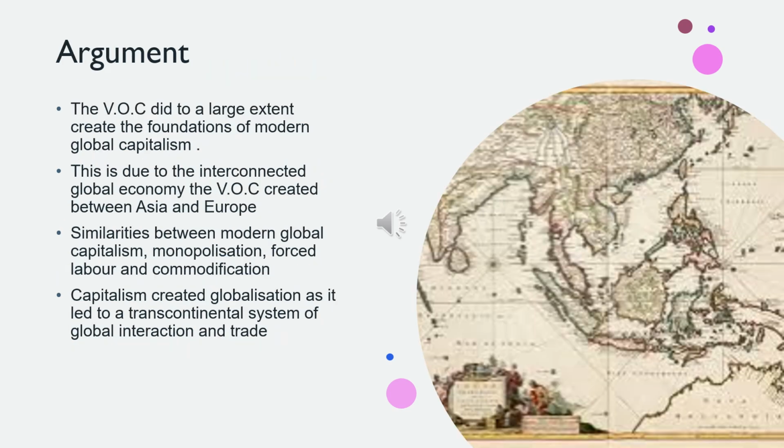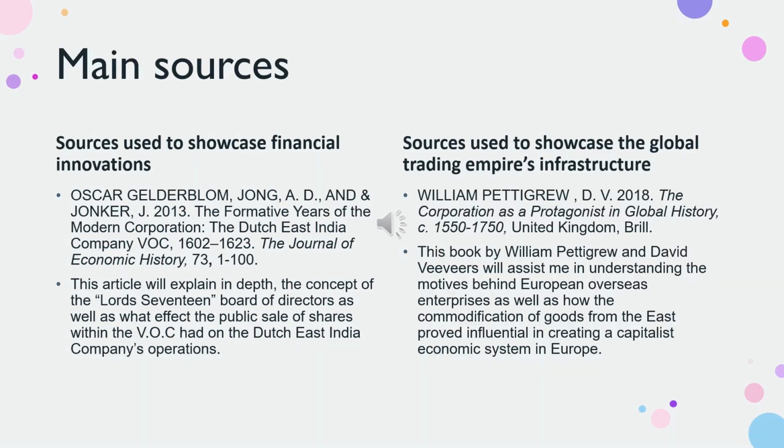In my research assignment, I argue that the VOC did to a large extent create the foundations of modern global capitalism. This is due to the interconnected global economy the VOC created between Asia and Europe that still exists today. The VOC shares many similarities with modern capitalism, which include monopolization, forced labor and slavery, as well as commodification. Ultimately, I argue that capitalism created globalization as it led to a transcontinental system of global interaction and trade.